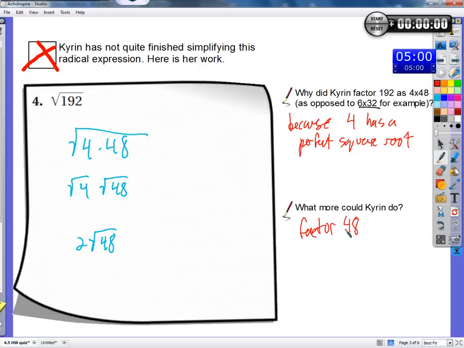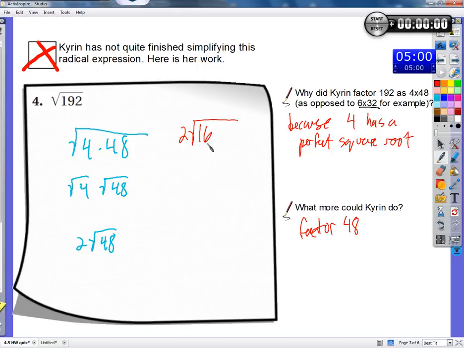Factor 48. How could you factor 48? Six times eight, though, neither 6 nor 8 are a perfect square. We want to factor it so one of the factors is a perfect square. 16 and 3. Going for the big square.